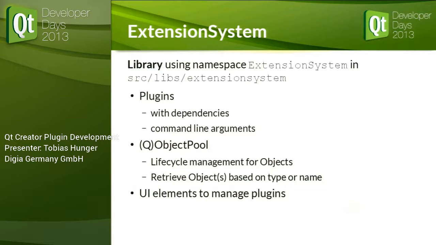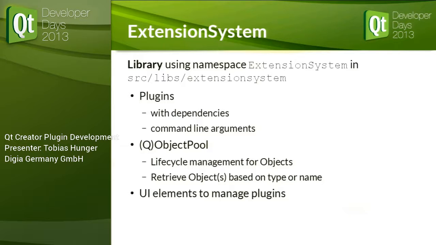In addition to that, there's an object pool. Well, we are Qt people, so it's of course a QObject pool. And that does several things. It helps manage the life cycle of objects which belong to a plugin, and it allows plugins to register objects and then retrieve objects based on type or name later. And we use that extensively all over Qt Creator. What we do is some plugin defines some interface. Then all the other plugins that depend on that are initialized, do something, throw objects implementing that interface into the object pool, and later on we retrieve the objects with that interface and do something with them.